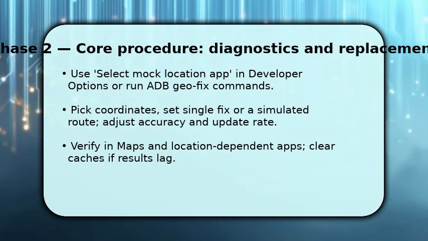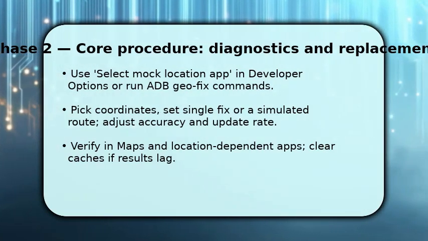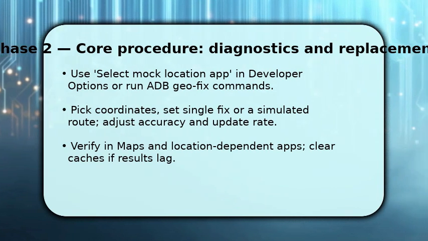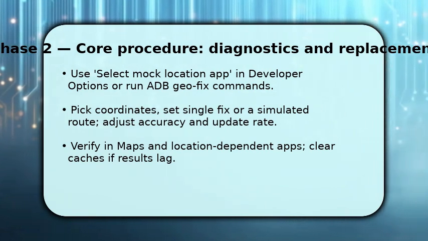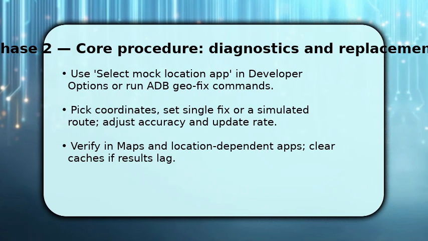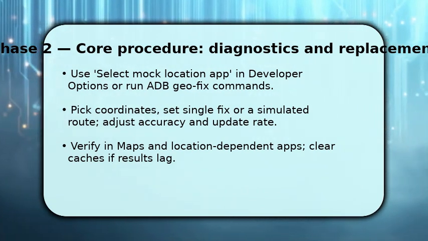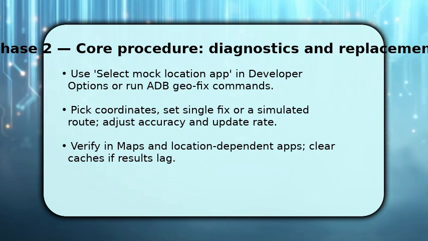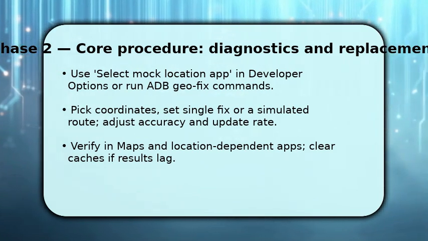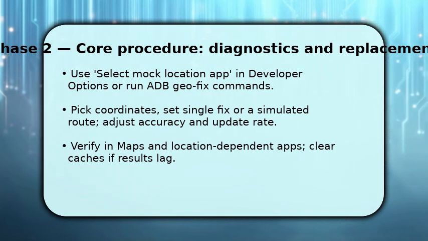Now set the fake location using your chosen method. If you used an app, select it in Developer Options as the mock location provider and choose coordinates or record a route. If you prefer ADB, run geofix or geofence commands to push latitude/longitude. Adjust the update interval and reported accuracy to match realistic movement.